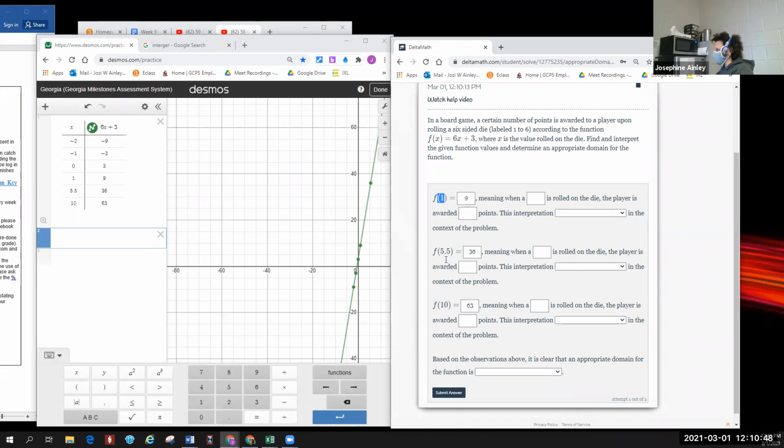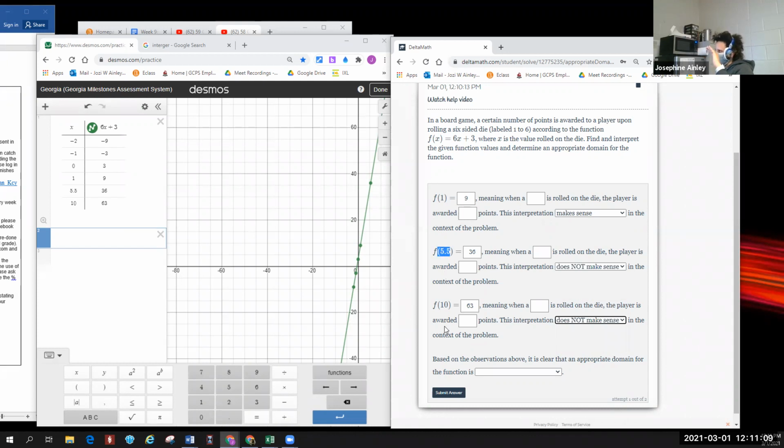What do 1, 5.5, 10 mean? A board game sets a number of points awarded to a player rolling a 6-sided die labeled 1 through 6. Okay, so my domain can only be 1 through 6. Does this make sense? Yes. Can you have 5.5? No, it's only labeled 1 through 6. Can you have 10? No, because it's only labeled 1 through 6.